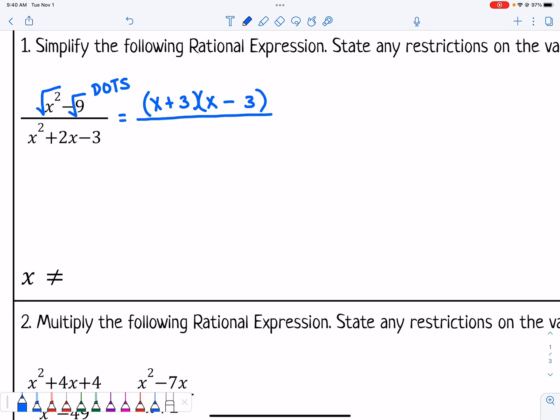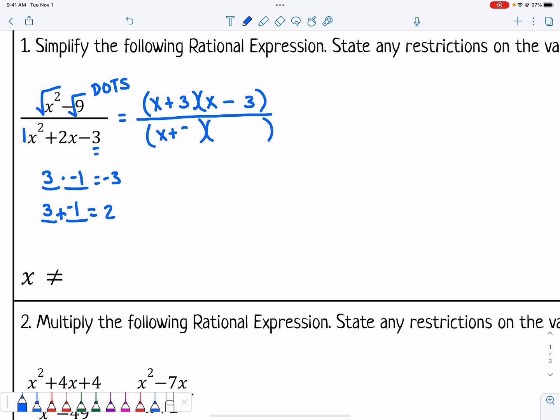At the bottom we have a simple trinomial with a equals 1. And so we just have to figure out what will multiply to give us negative 3, the c value, and what will add to give us 2. And these numbers have to do both. And so negative 3 could come from 3 times negative 1, and then 3 plus negative 1 would equal positive 2. So that gives us our factors for the trinomial, which are x plus 3 and x minus 1.